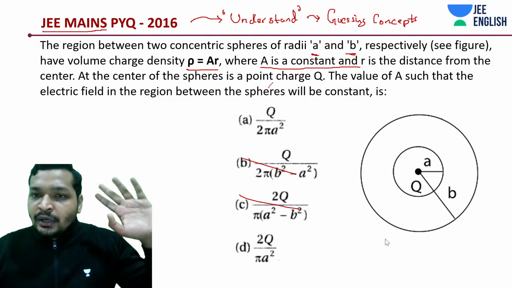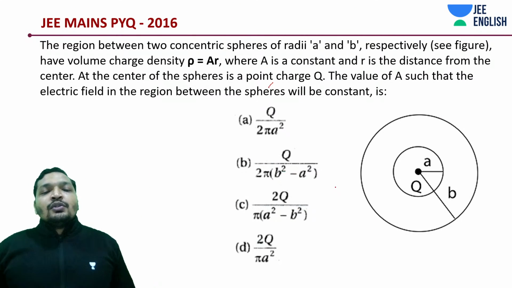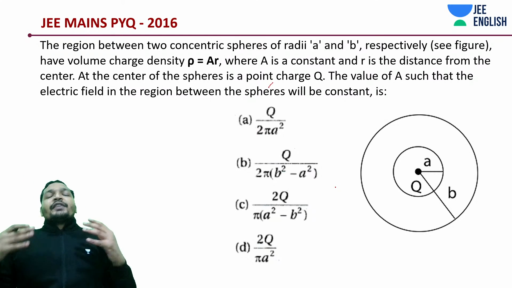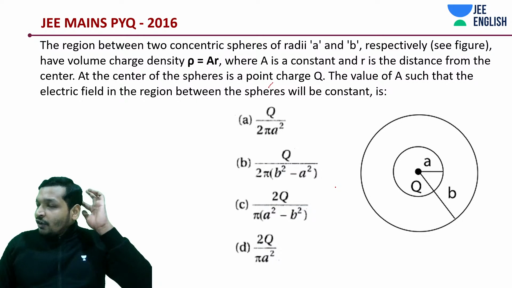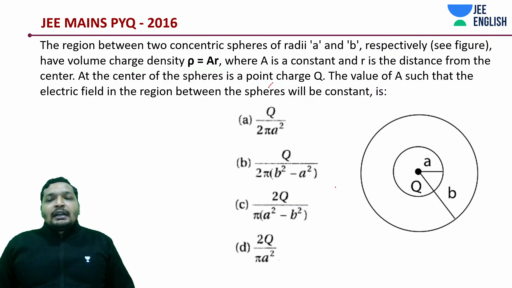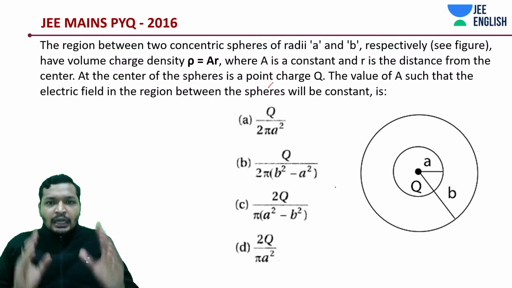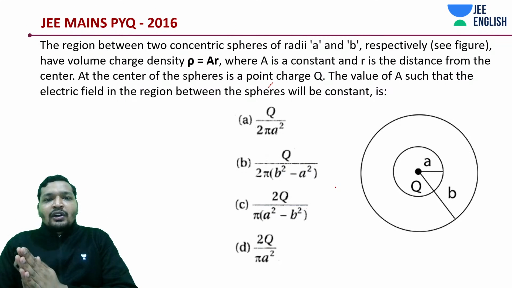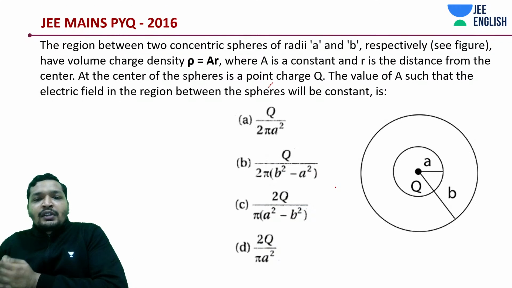I hope you have noted down the understanding and guessing the concept part. So see, it says between the two concentric spheres of radii A and B respectively, they have a volumetric charge density of how much? Rho is equal to A into R. Now given that A is a constant, your charge density inside should be constant.